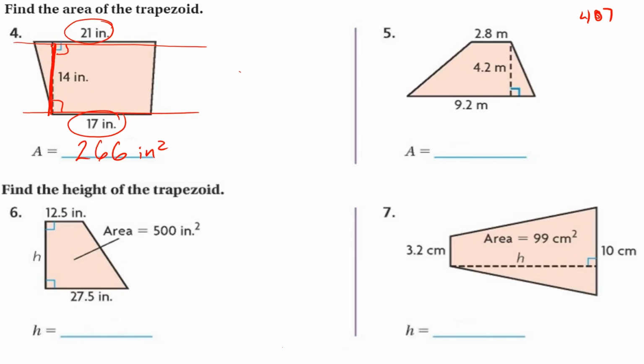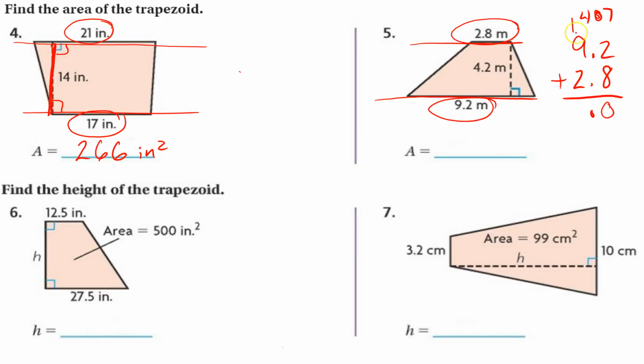Okay. Going on to number 5, my 2 parallel lines. So these are my 2 bases. I'm going to add these together. 9.2 plus 2.8. Since I'm adding, I need to line the decimals up, and I bring my decimals straight down since I'm adding. 2 plus 8 is 10. Carry my 1. 1 plus 9 is 10, plus 2 is 12. And 12.0 is the same thing as just 12.